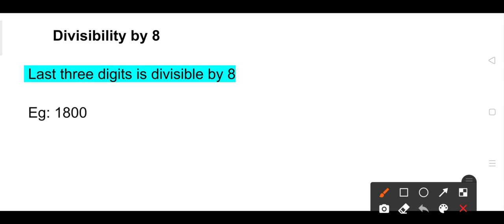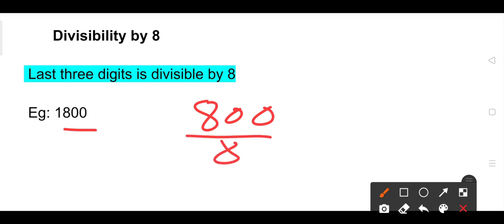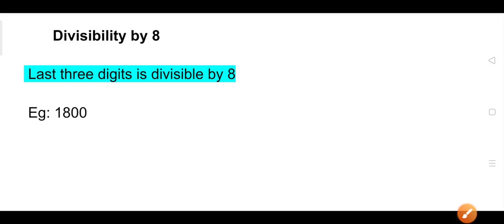Next divisibility is by 8. The rule says the last 3 digits should be divisible by 8. So here the last 3 digits are 800, which is yes divisible by 8. This is 8 multiplied by 100 is equal to 800. So it means 1800 is also divisible by 8.